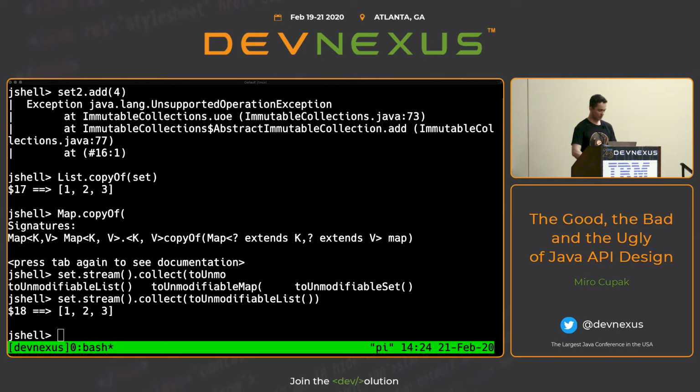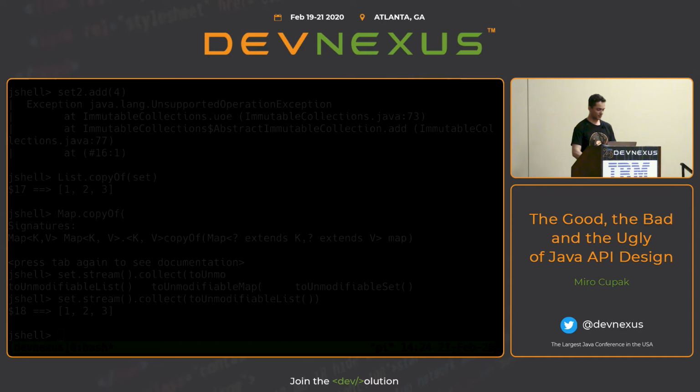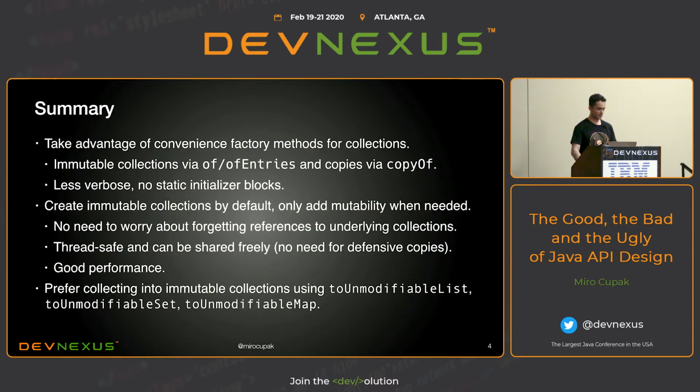So, to sum up, we now have convenience factory methods for both creating immutable collections directly and by copying. This approach not only leads to truly immutable collections with good performance, but is also less verbose, and it doesn't require static initializer blocks. And we should make collections immutable by default and only add mutability when needed. This is good because we don't have to worry about leaving behind references to the underlying collections.